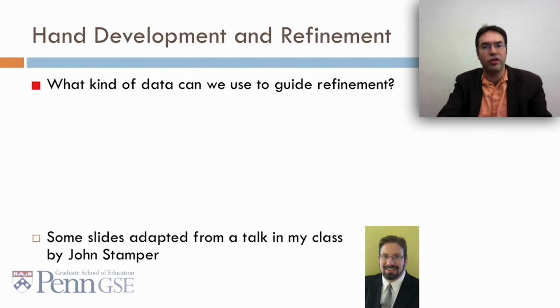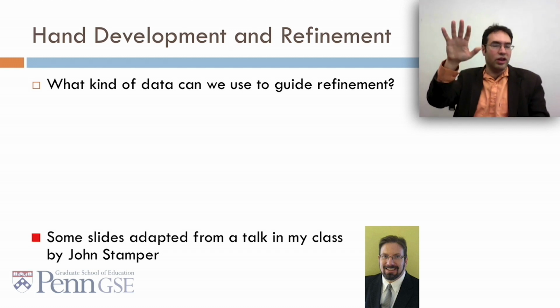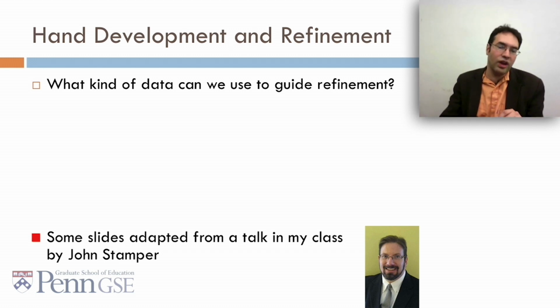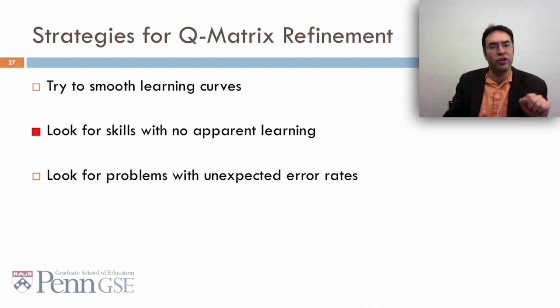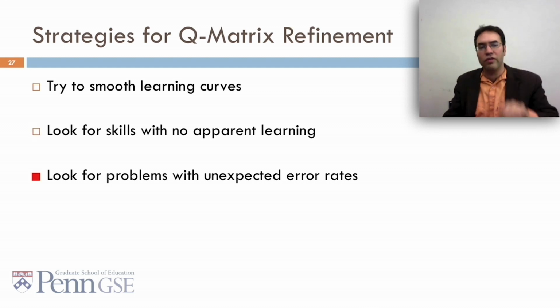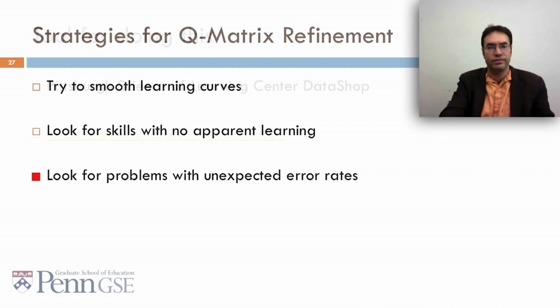So what kind of data can we use to guide refinement? I'm actually going to give some slides, with permission, from a talk John Stamper gave in my class. So 3 strategies that John talked about are, first, try to smooth learning curves. This is actually a strategy that comes from Corbett and Anderson in '95. Second, look for skills with no apparent learning. And third, look for problems with unexpected error rates.